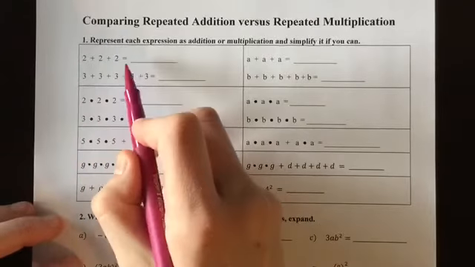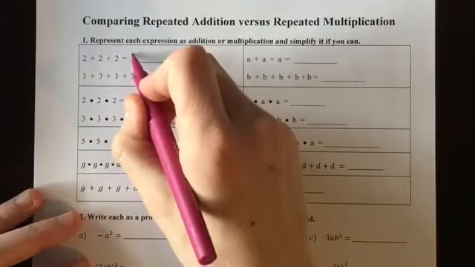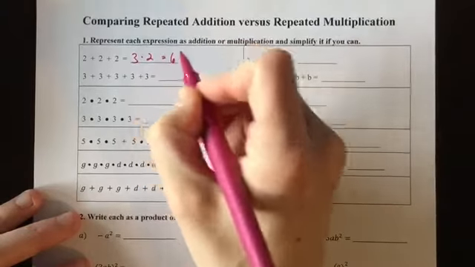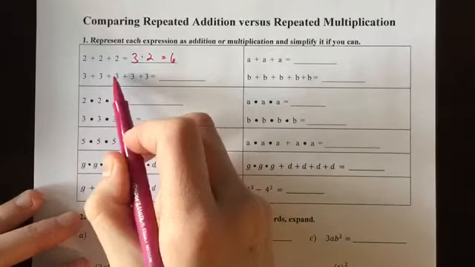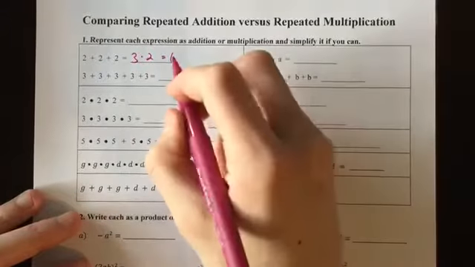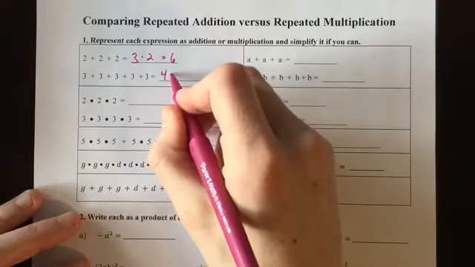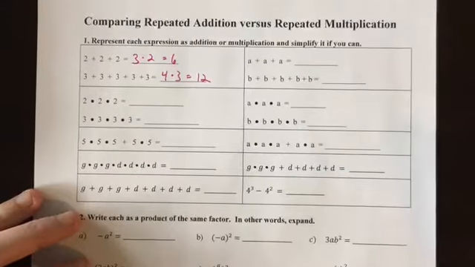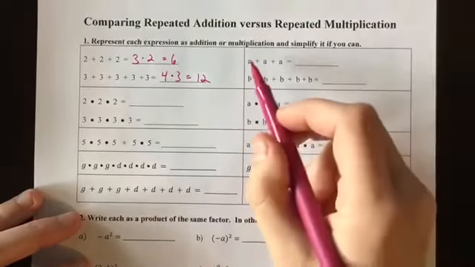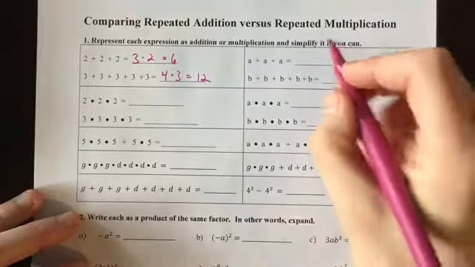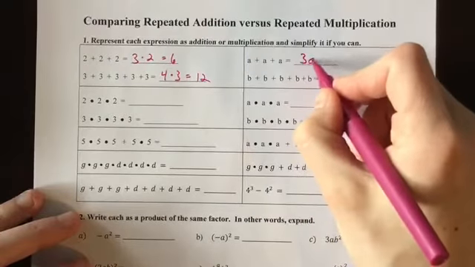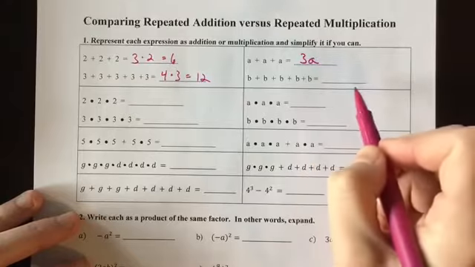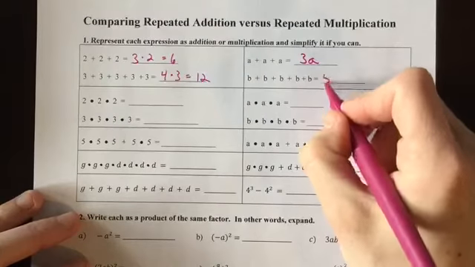2 plus 2 plus 2, we can show that as multiplication as 3 times 2, which is 6. 3 plus 3 plus 3 plus 3, 3 being added 4 times, we can show that as 4 times 3, which is 12. Likewise, we can also do this with our variables. A added to itself 3 times, 3a. B added to itself 5 times, 5b.